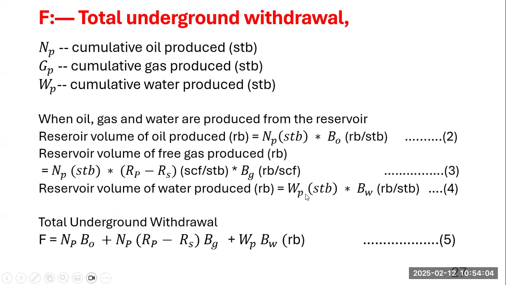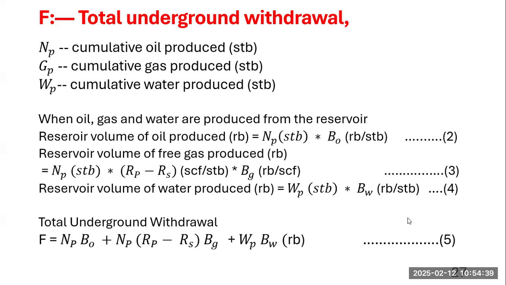So for water, you have Wp multiplied by Bw, that's the formation volume factor. You will observe that we always multiply by the formation volume factor, because that's what gives us the quantity of that reservoir fluid produced in reservoir barrel. We estimate it in reservoir barrel so that we know the amount that was actually present at reservoir condition. Do you get that? At reservoir condition. So you have this also in reservoir barrel.